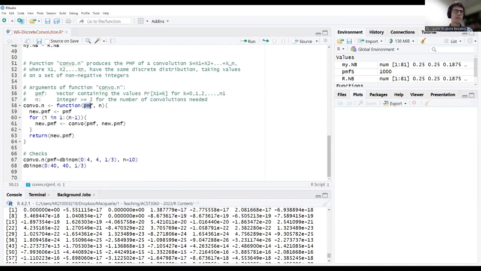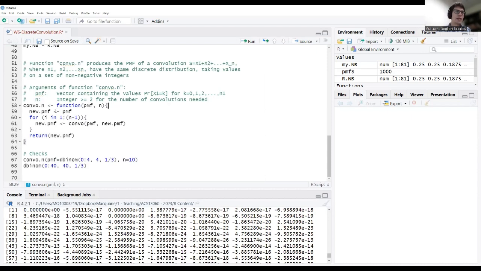So what I feed this function is just the PMF of x1, but x1 and x2 and x3, they all have the same PMF. And then n is how many of those convolutions I want. So do I want the sum of x1 plus x2, or the sum of x1 plus x2 plus x3, and so on? So n would be at least 2, and it could be anything: 2, 3, 4, 5. You can go crazy. But if you go too crazy, then the algorithm is going to take a lot of time to compute.